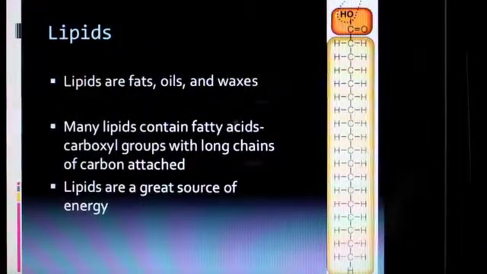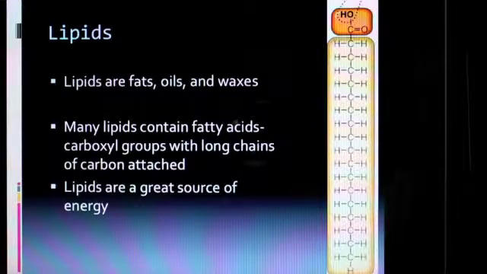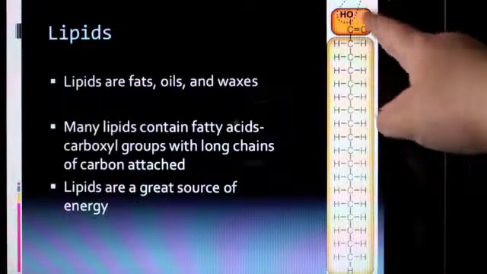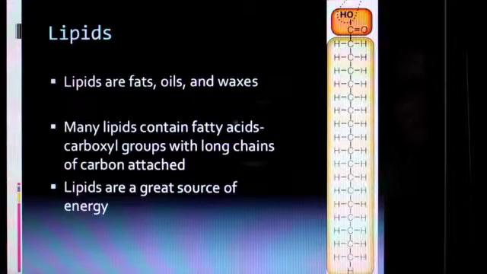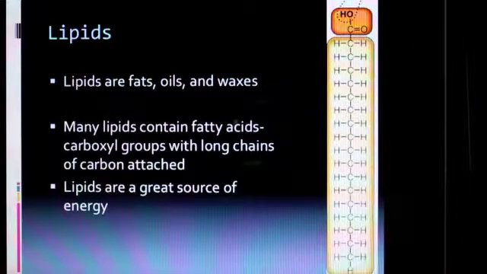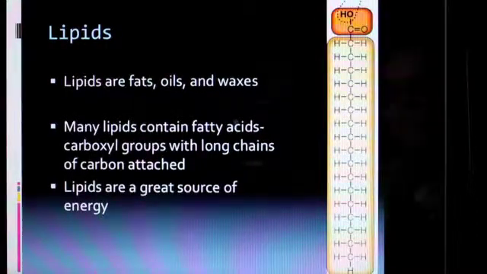On to the next class of biomolecules. These are the lipids. The lipids are fats, oils, and waxes. Many lipids contain fatty acids, which have a carboxyl group, which is this little bugger up here. It's a functional group. See, oxygens, it's special. This is attached to a long chain of carbons. Lipids are great sources of energy. This has more energy in it than sugars do.